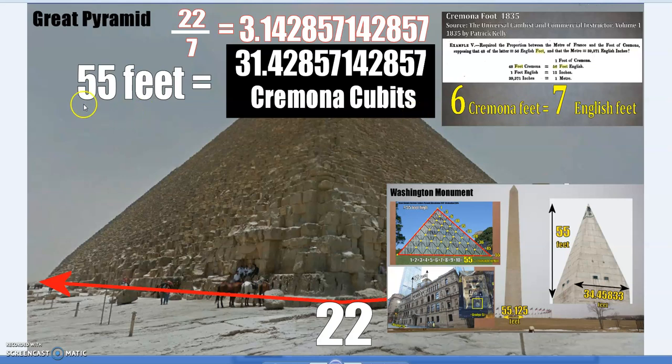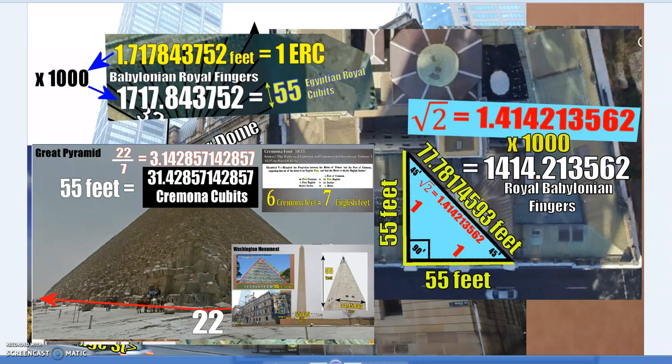But 6 Cremona equals 7 English, and 55 feet equals 22 over 7 times 10, times 1,000, times 10, also times 100 throughout the pyramid, in its distance from the pyramid to Heliopolis, or the angle which defines the Nile Delta is the angle of the pyramid, and it's the size of the pyramid times 1,000, times 10, times 100, times 1,000. So many aspects in regards to ancient architecture. So for 55 feet, the diagonal of the square is the square root of 2 times 1,000 Royal Babylonian fingers.